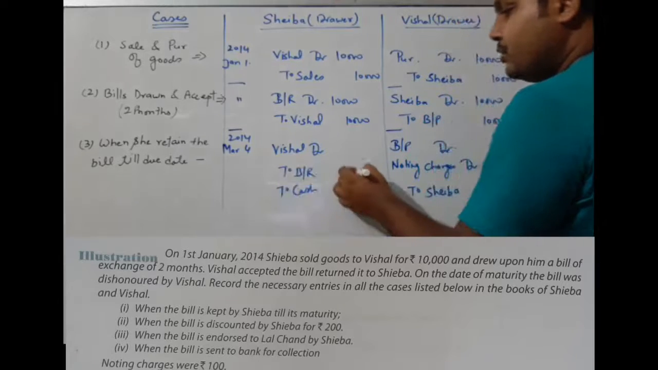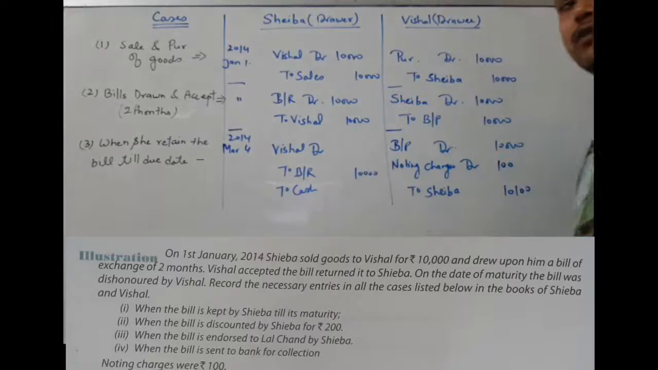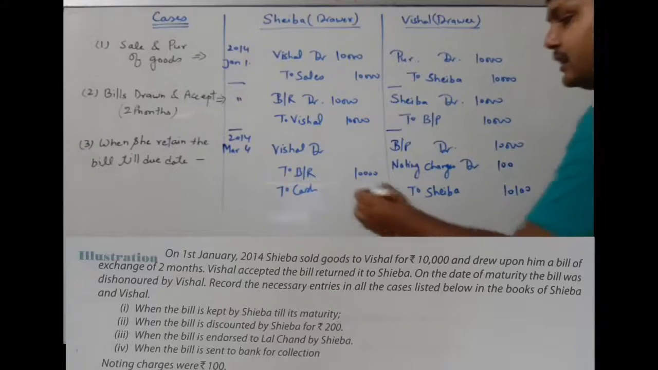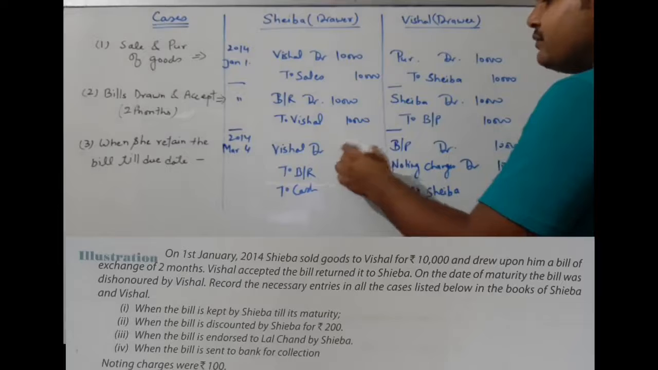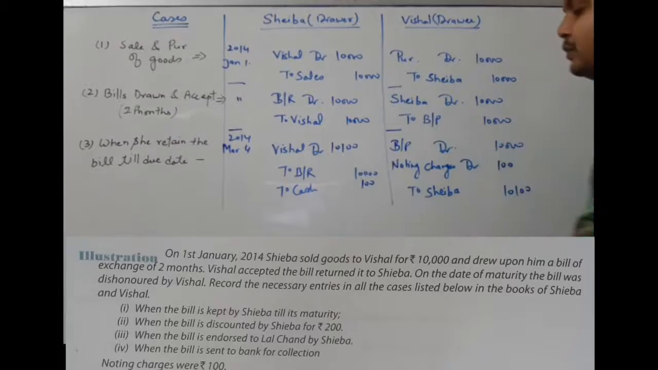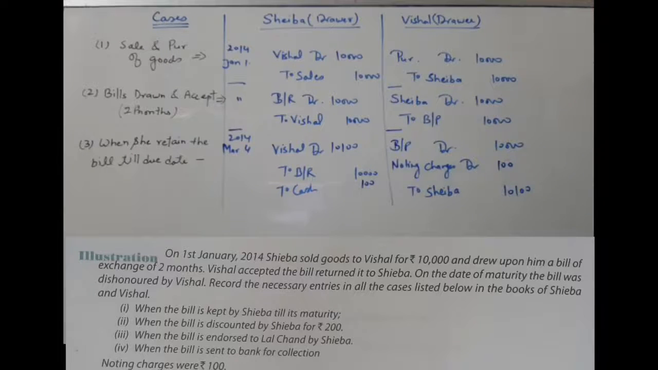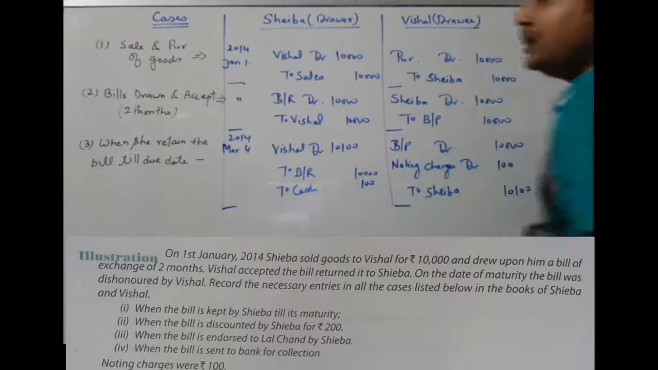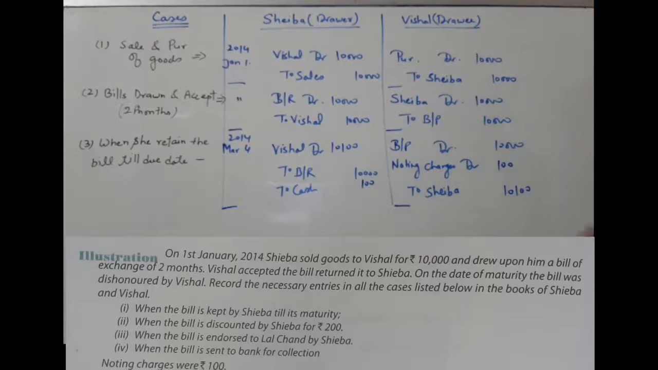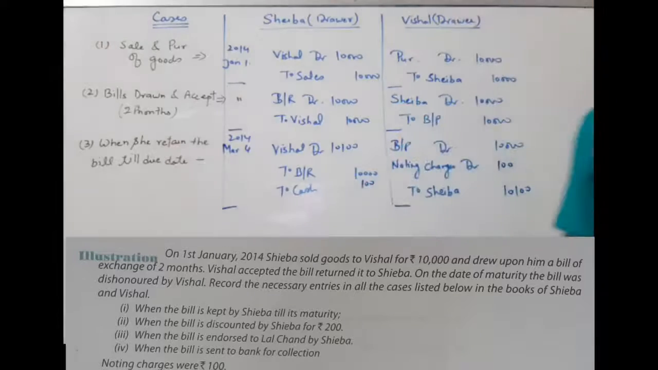So what is the amount of bill? That is 10,000. What is the amount of noting charges? That is 100. So total amount received from the Vishal, that is 10,100. And you can see SIBA has to pay 10,100 and SIBA has to receive from Vishal 10,100. So both are going correctly. Yes sir, both are correct. So this is the first situation when she retained the bill till the due date.